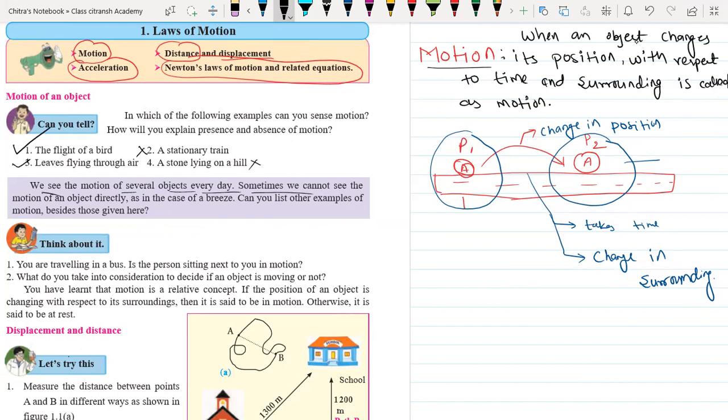Sometimes we cannot see the motion of an object directly, like air particles, they are moving. As the breeze blows, the air is blowing. Can we see that? No. But still, all the particles of air are in motion. You can list other examples of motion besides those given here. Like Earth is rotating around the sun, means Earth is in motion, right? So whenever you identify or sense a change in position, there will be motion. Any doubt?